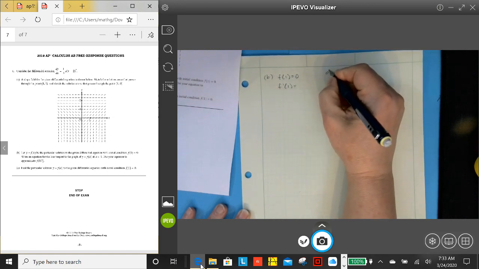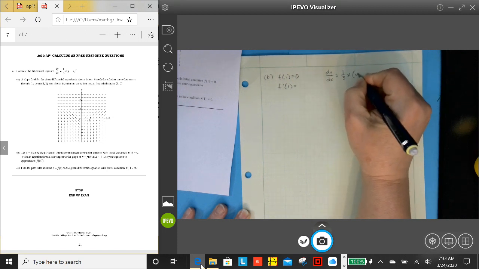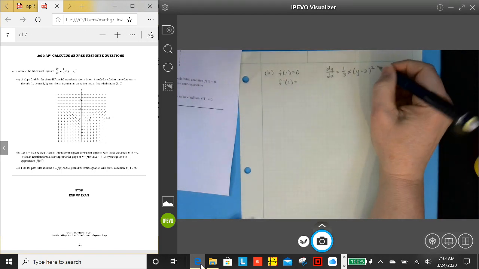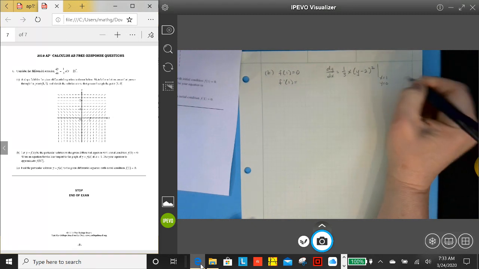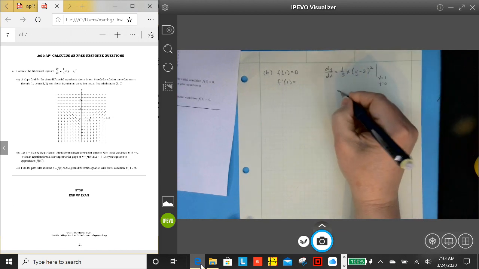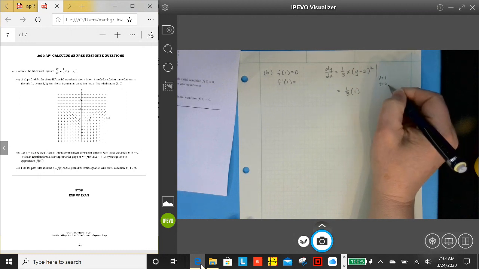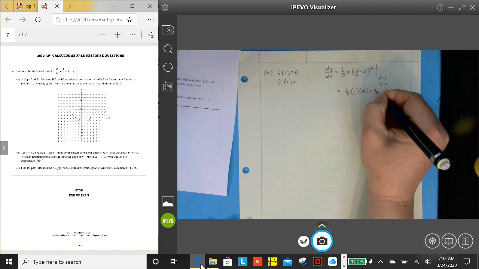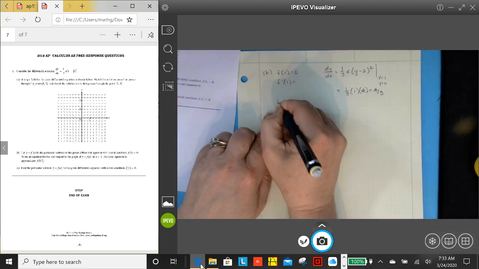And they gave us dy/dx is equal to 1/3 x times (y minus 2) quantity squared. And so I'm going to say x equals 1 and y equals 0, because that's the point I need the slope at. So what happens when I plug in the points here? We get 1/3, x is 1, which is nice, and y is 0. So that's going to be (-2) quantity squared, which makes this 4. So my slope is 4/3.